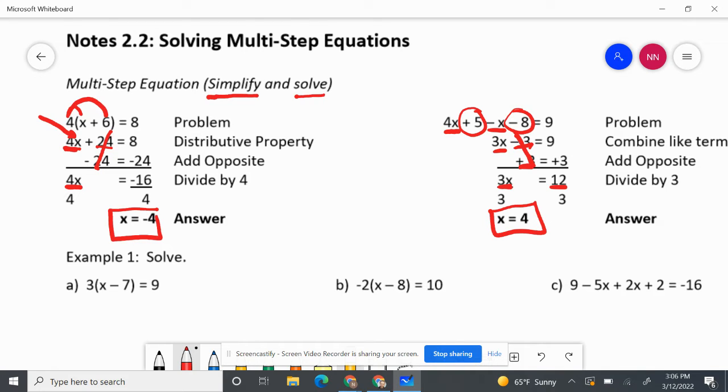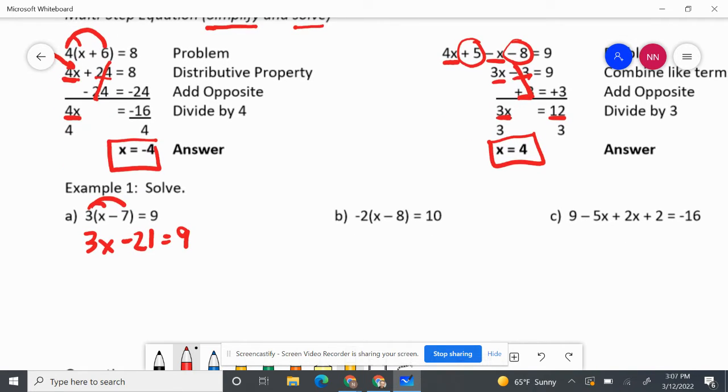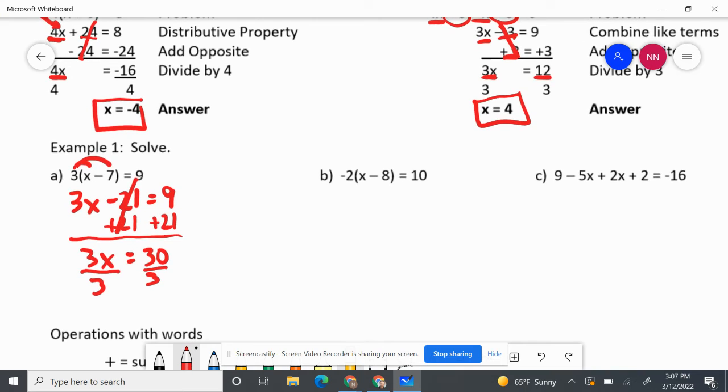So for this first one, we're going to distribute the 3. That gives us 3x minus 21 equals 9. We want to isolate the variable, so I'm subtracting 21. That means I'm going to add 21. And when I add 21, that becomes 3x. This is 0, and I get 30. I divide by 3, and then that gives me x is equal to 10.